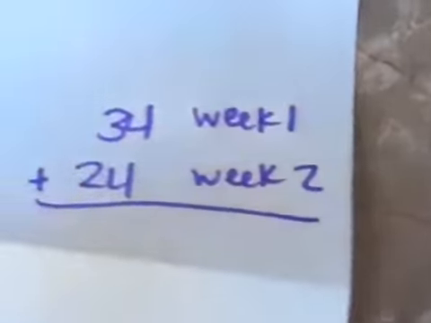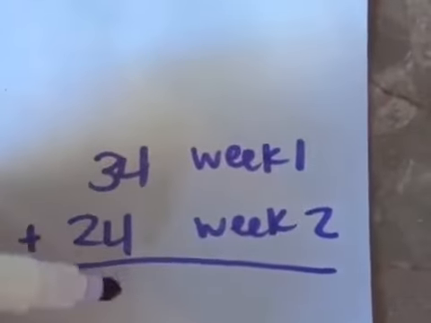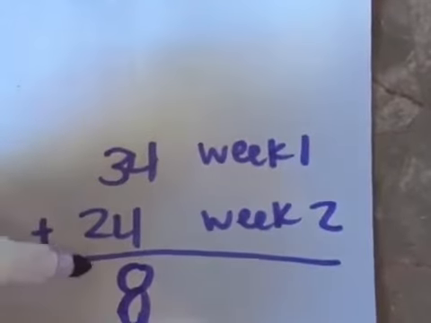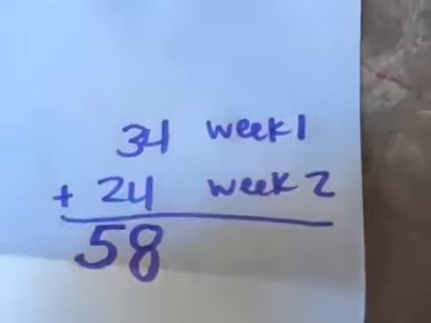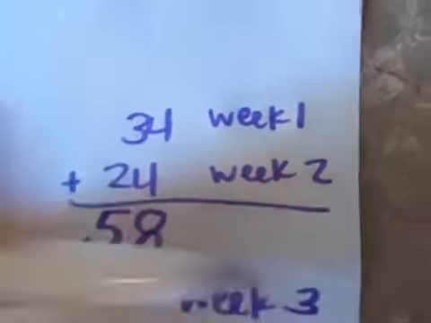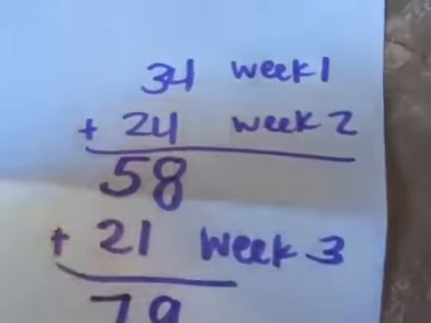So, I'm going to do that over here. This represents week 1. 24 represents week 2. So I'm going to add 2 at a time because that's easier for my brain. 4 plus 4 is 8. 3 plus 2 is 5. Then I have to add week 3 because I'm not done yet. And week 3 was 21. 8 plus 1 is 9. 5 plus 2 is 7.